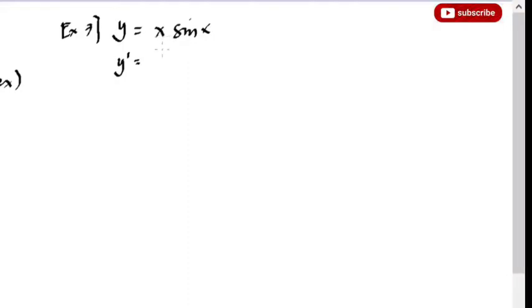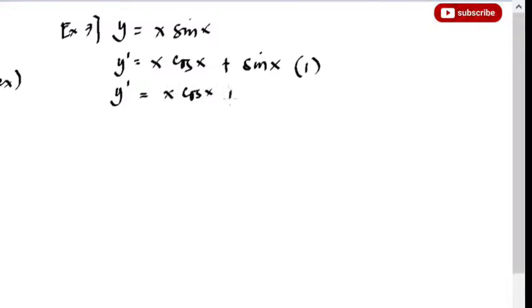Tulad ng sabi ko ngayon, the first, which is x, multiplied by the derivative of the second. What is the derivative of sine x? Diba cosine x? So cosine x plus yung sine x, which is the second, multiplied by the derivative of the first. What is the derivative of x? Diba 1? So therefore, anong sagot natin? Y prime is equal to x cosine x plus sine x. Simple as that. Sige, isa pa.